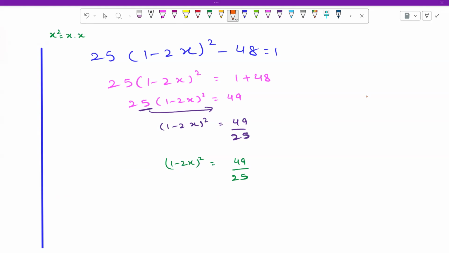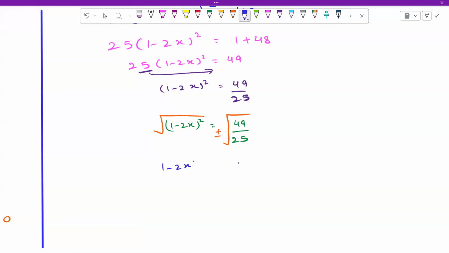Another way of removing the square is taking the square root. So we can do that. So there will be two values coming. We got 1 minus 2x, this and this got cancelled, equivalent to plus minus 7 over 5. Square root of 49 is 7, square root of 25 is 5. Now see how easy this becomes. This is equal to 7 over 5, 1 minus 2x, equivalent to negative 7 over 5.